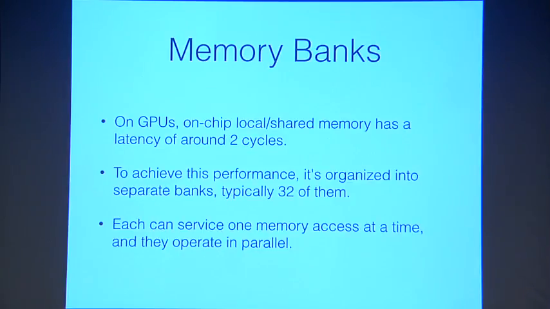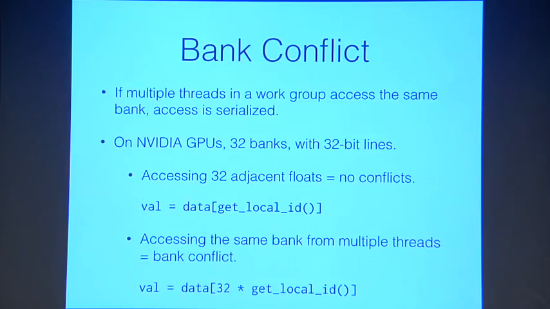If you hit the same bank with a bunch of reads in a work group, that bank will serialize them, and you'll get however many are accessing the same bank times the 2 cycles. So it's called a bank conflict. So if multiple threads in a work group access the same bank on any local memory read, then they get serialized. It's still very fast.